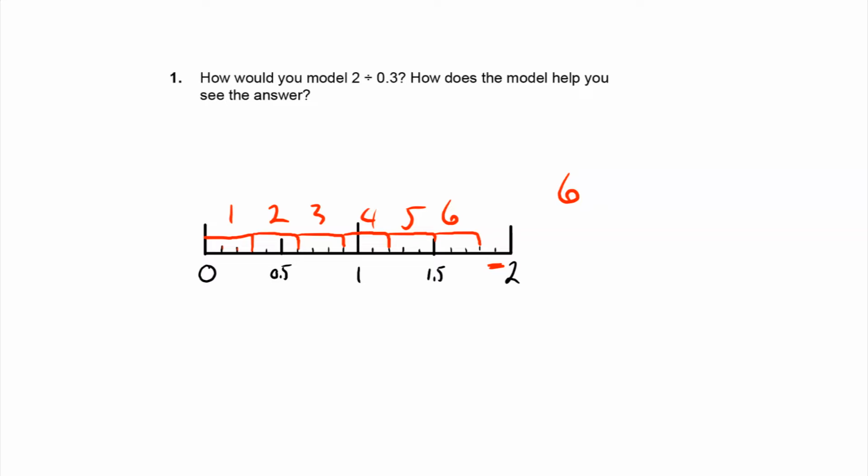And then we're trying to make sets of 3 notches. We've only got 2, so we end up with 2 out of 3 left over. And that's our answer. 2 divided by 0.3 is 6 2/3.